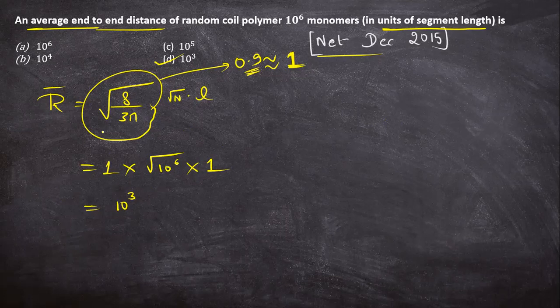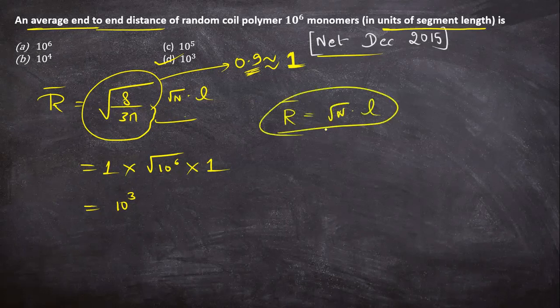If you are not able to remember root of 8 upon 3 pi, and they ask you the average distance, just keep it as root n into L. Even if you calculate this, its answer will be 0.9, which is approximately 1. So by using this formula also, you can calculate this average distance. Clear?